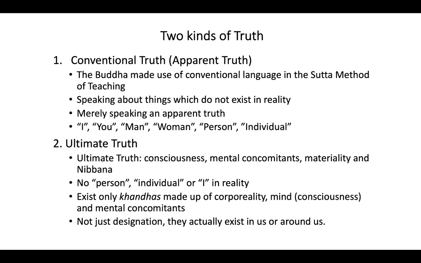For example, khandhas are made up of corporeality, mind, consciousness, and mental concomitants. These are real in that they are not just designations. They actually exist in us or around us. The Abhidhamma approach is breaking down each corporeal and mental component of the five khandhas into the ultimate, the most infinitesimal unit. Let's see how Abhidhamma breaks down one thought into the infinitesimal unit.